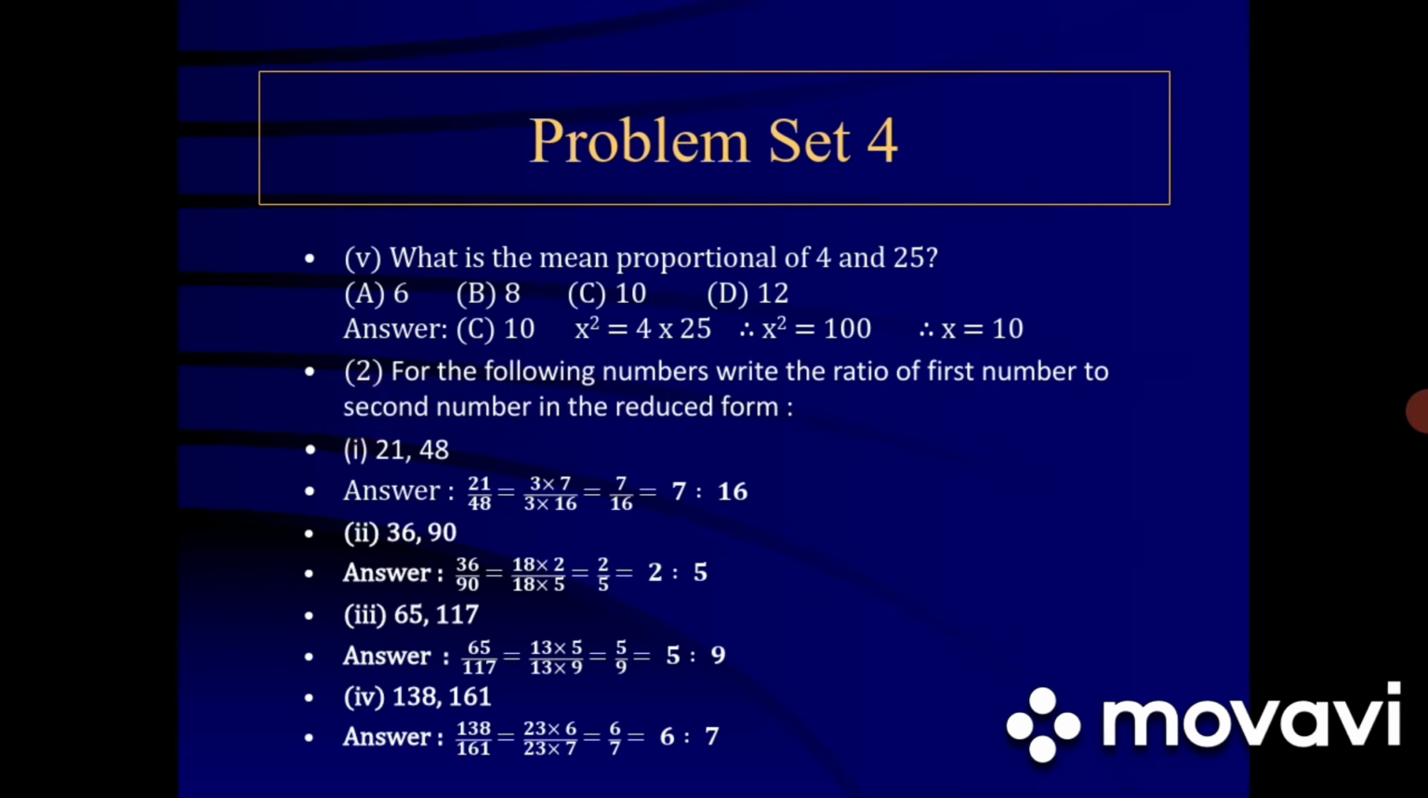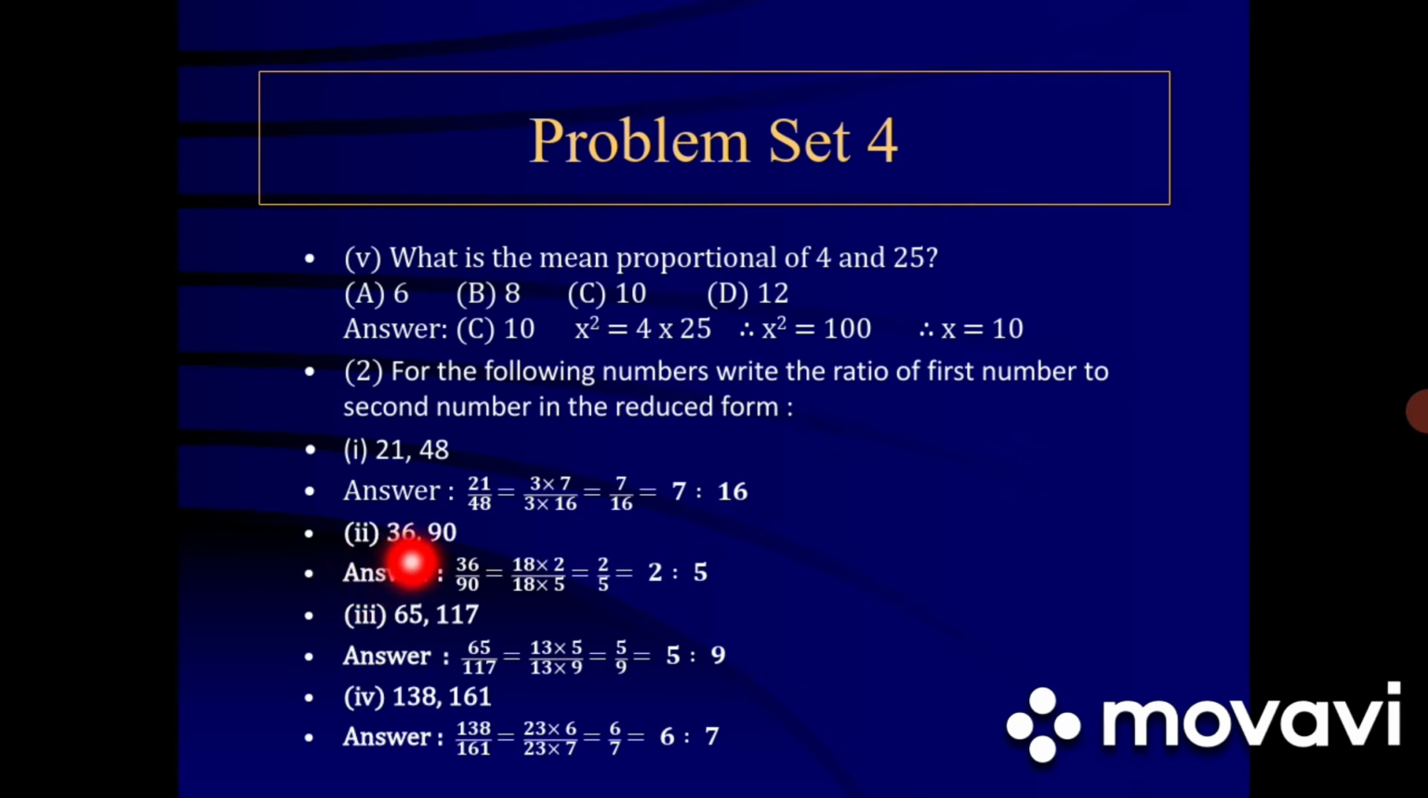Question 2. For the following numbers, write the ratio of the first number to the second number in the reduced form. Subdivision 1. 21, 48. Solution: 21 upon 48 is equal to 3 into 7 upon 3 into 16. This is equal to 7 upon 16, and that is equal to 7 is to 16.